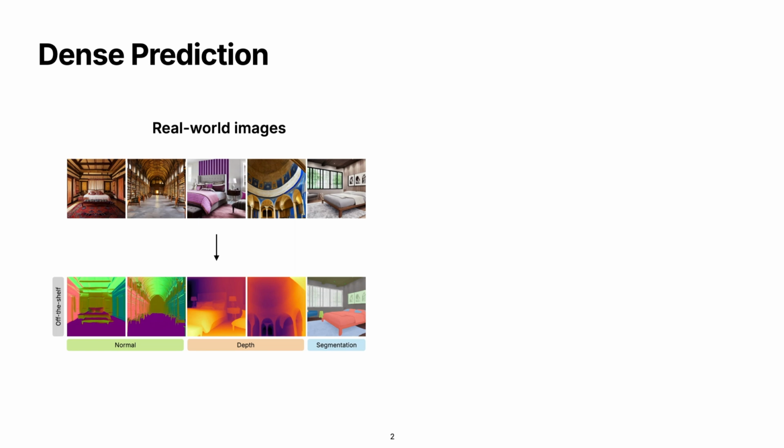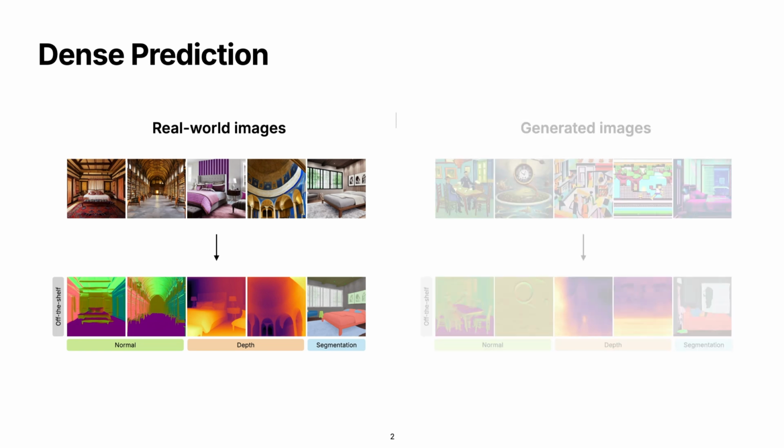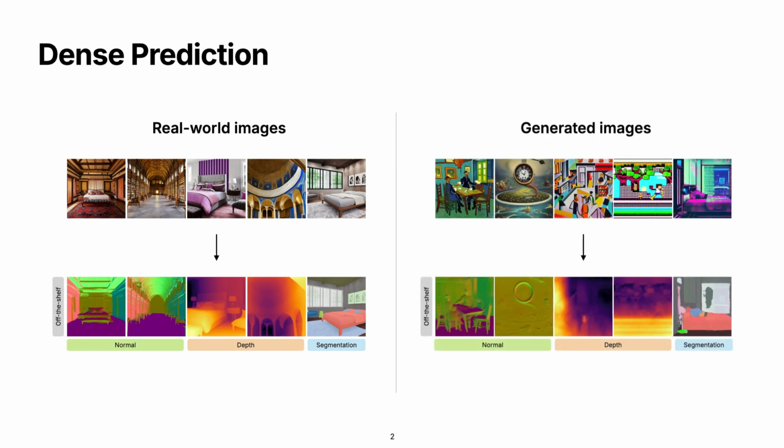In fact, if we test these off-the-shelf models with more diverse images, such as those generated by recent text-to-image diffusion models, these off-the-shelf predictors start to struggle, like the examples here. But if pre-trained text-to-image models are so strong at generalization and imagination, can we adapt this ability to dense prediction tasks? A naive solution would be considering the dense prediction problems as image-to-image translation.